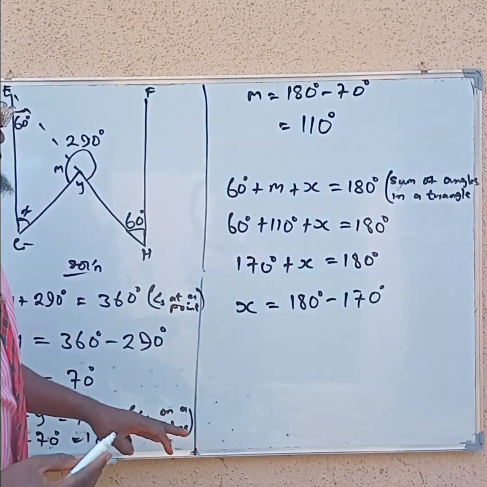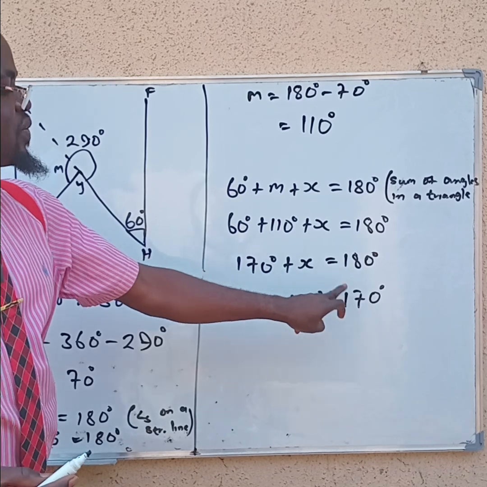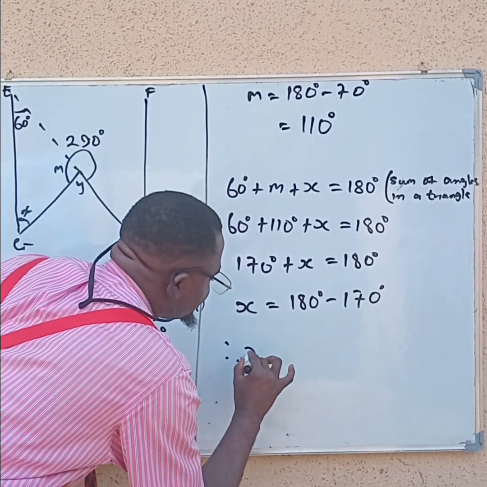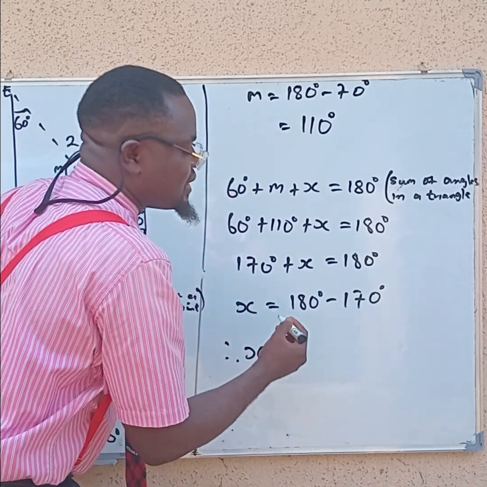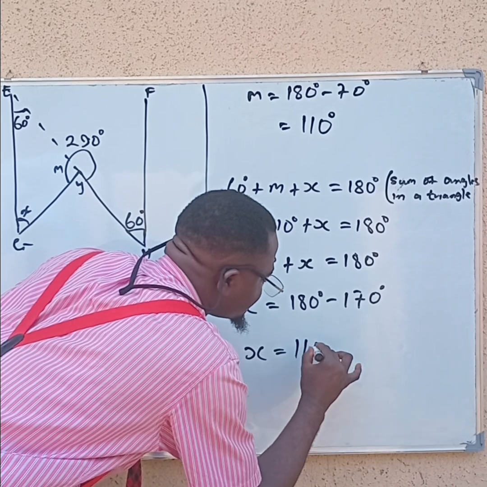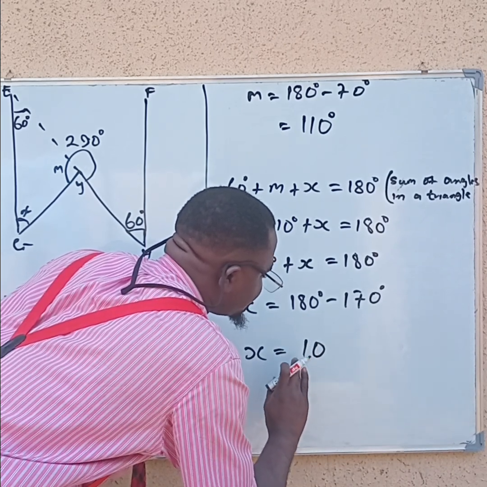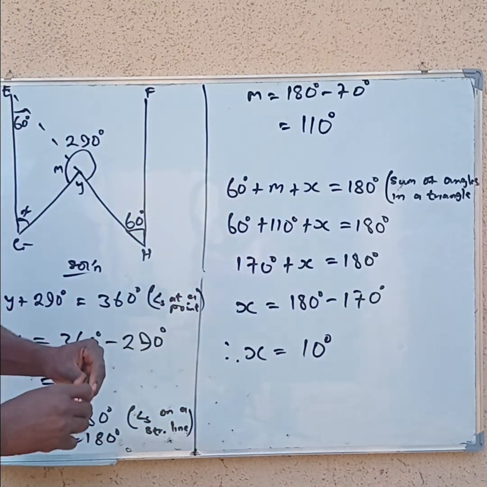Do you know why? The 170 degrees is plus here. It causes the sign of equality to change to minus. So therefore my X is equal to 170 from 180. I have 10 degrees, right? I have 10 degrees. And this is the value of my X.